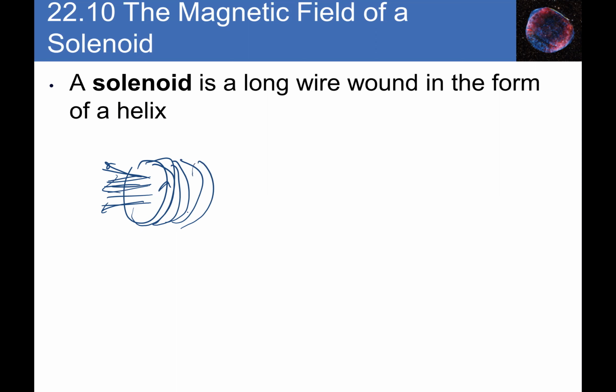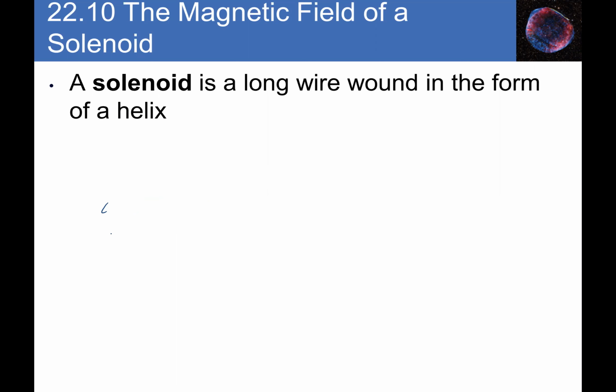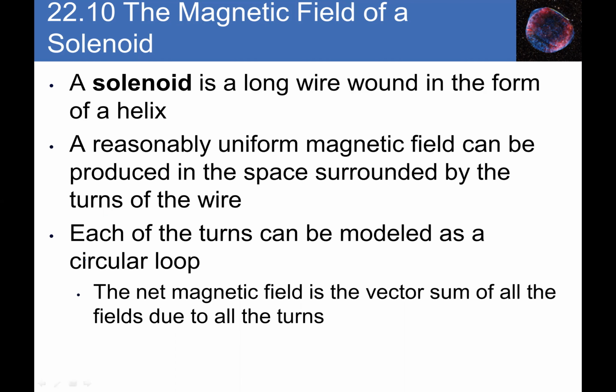So basically, if I have this, I can wrap more and more and more, and have a solenoid with a large number of loops. What we get here is this: a reasonably uniform magnetic field can be produced in the space surrounded by the turns of the wire. Each of the turns can be modeled as a circular loop, and the net magnetic field is the vector sum of all the fields due to all the turns.